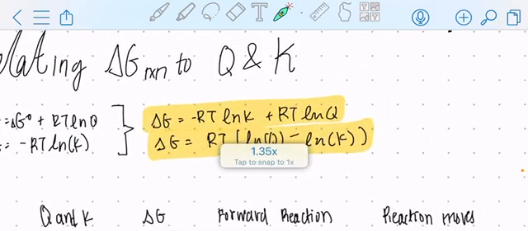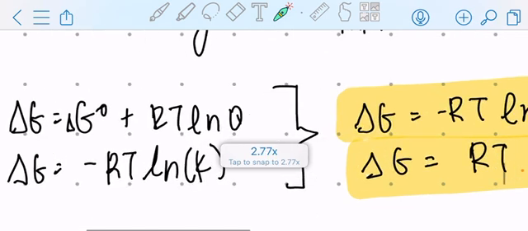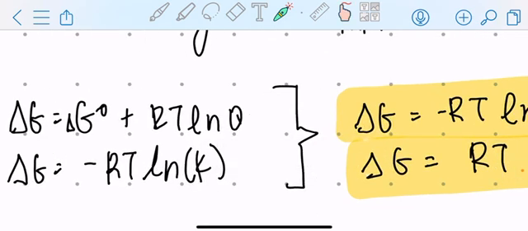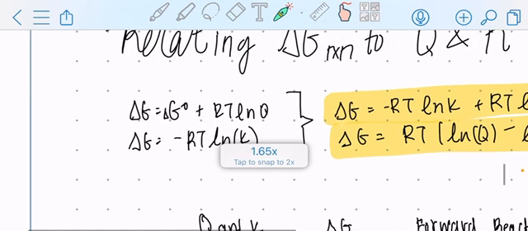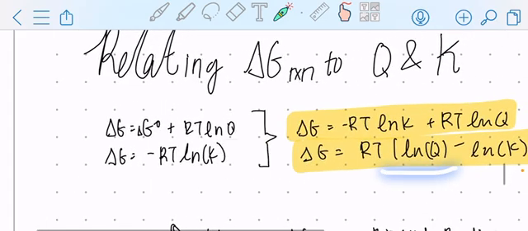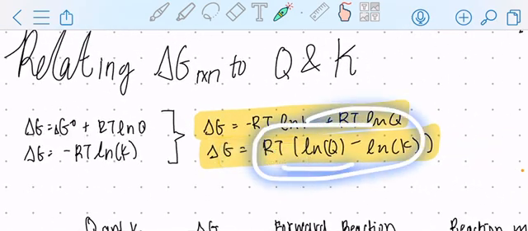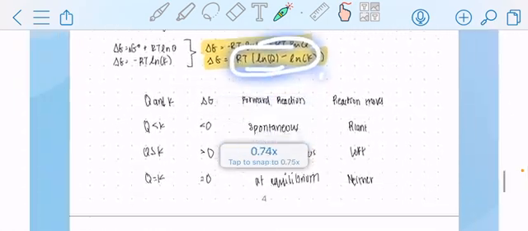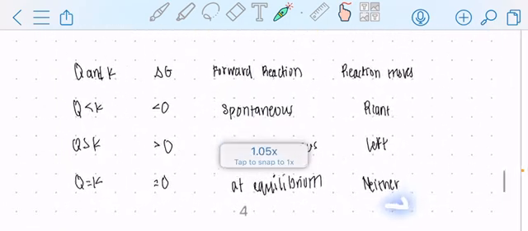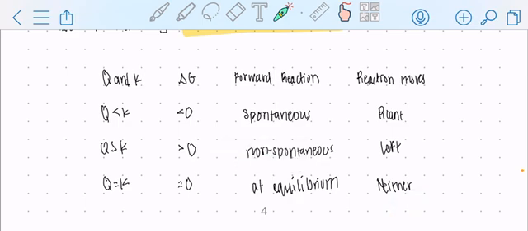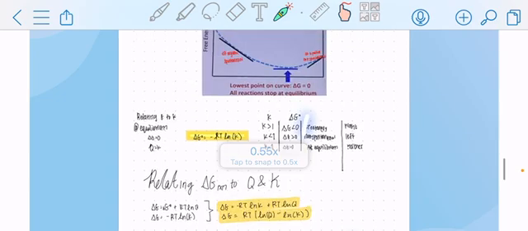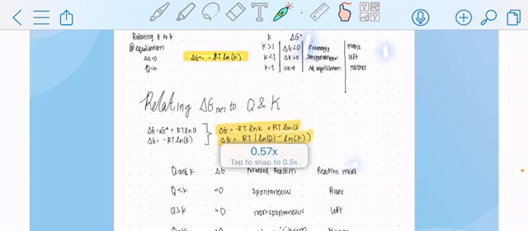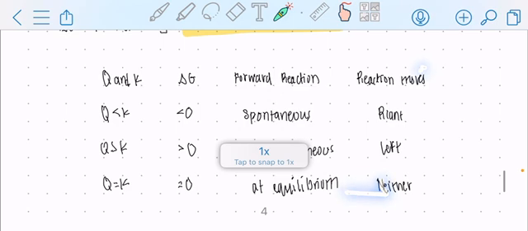Relating G to Q and K. We know the equation for this we discussed earlier was the change in G at standard conditions plus RT ln of Q, and for K it's minus RT ln of K. We can combine these equations to basically get something like this. And then we can understand when the reaction is spontaneous or non-spontaneous. If Q is less than K, then G is negative because the reaction will shift to the right. As we saw here, when the reaction shifts to the right, the change in G is negative and the reaction is spontaneous. So we see the same thing here.